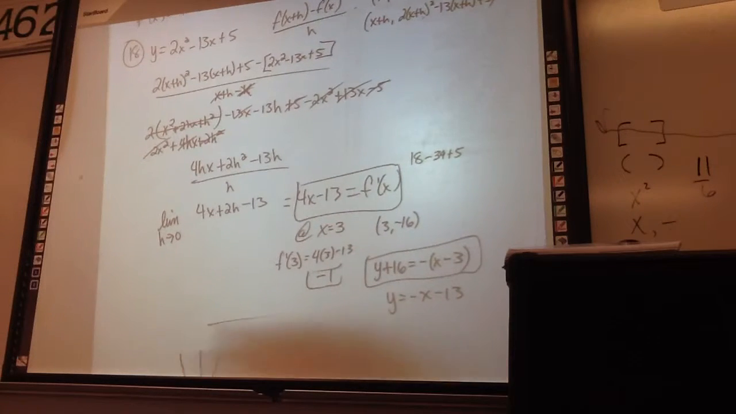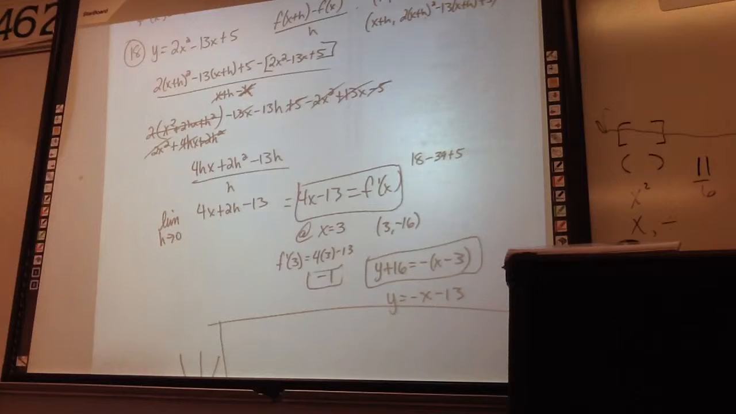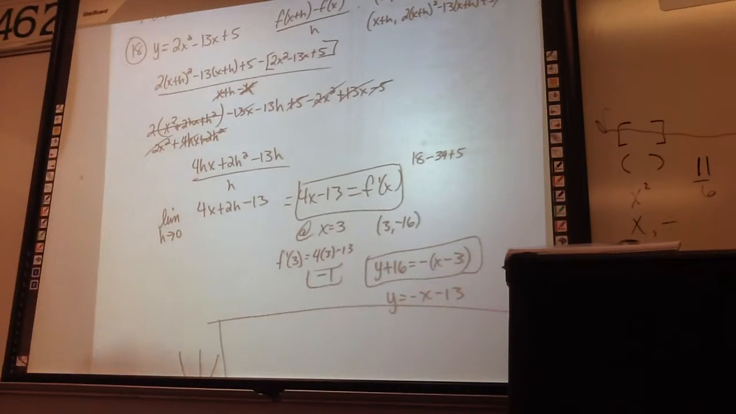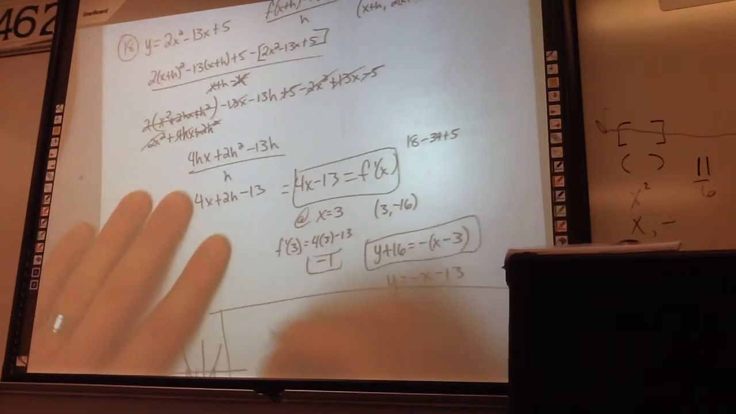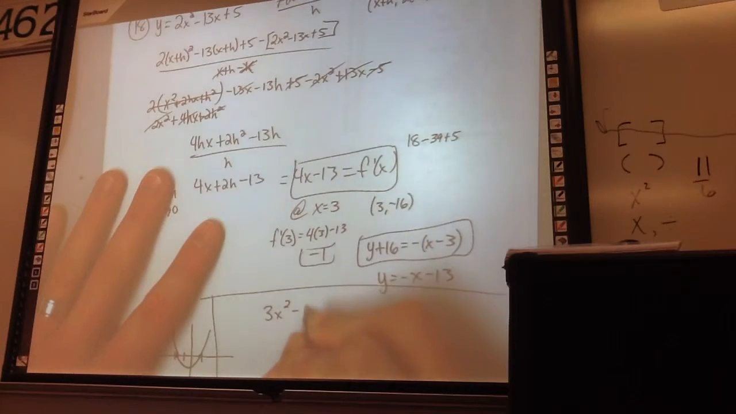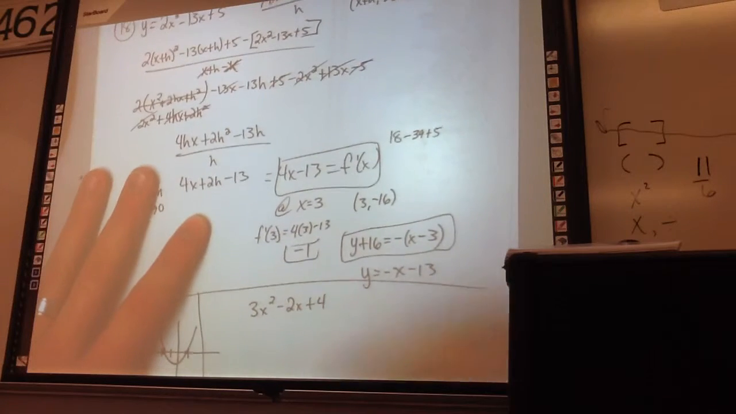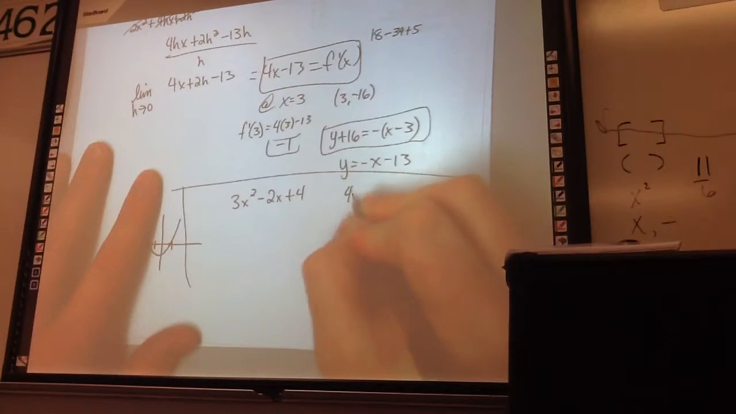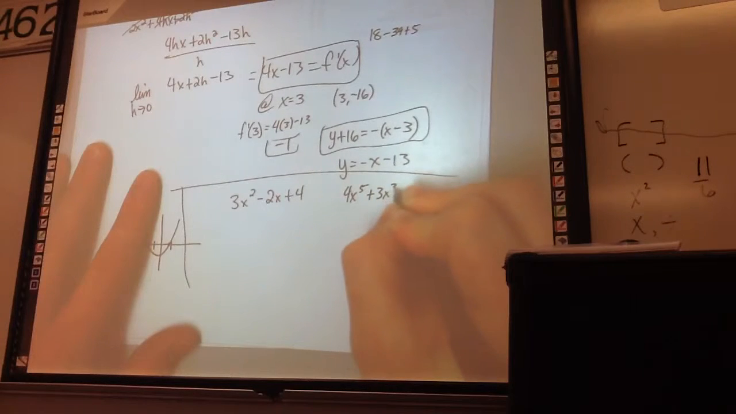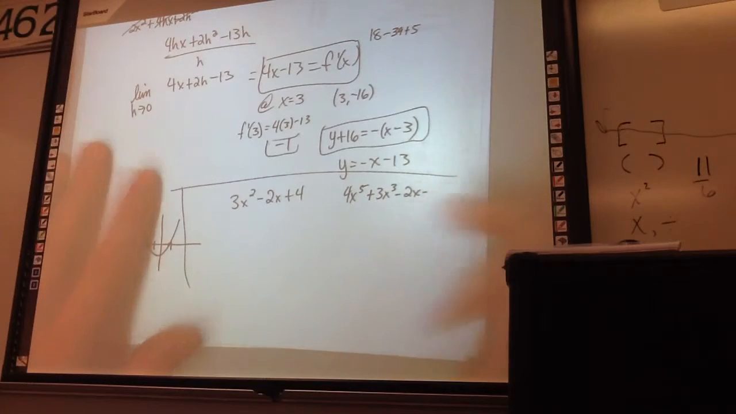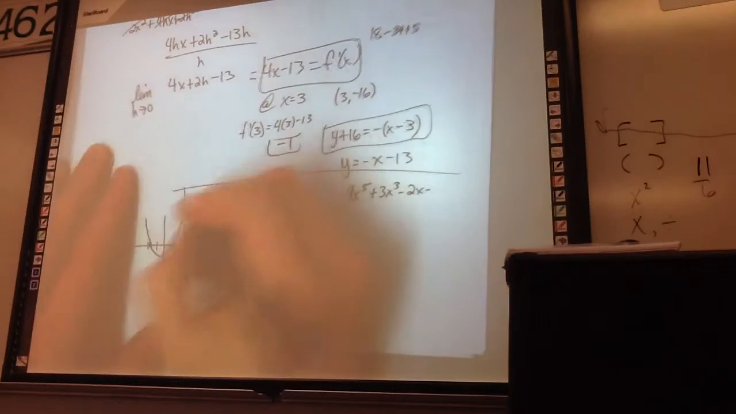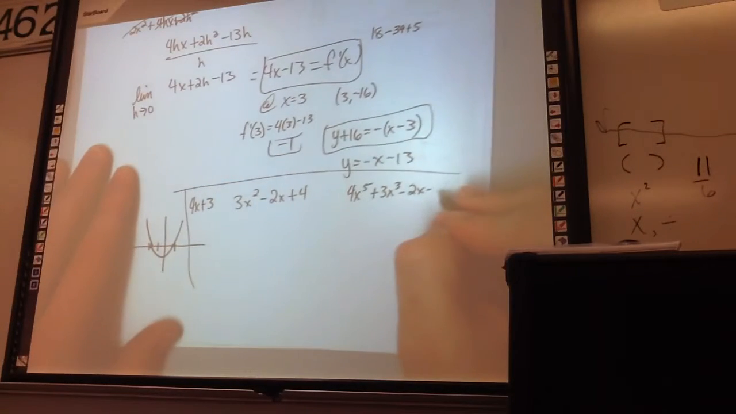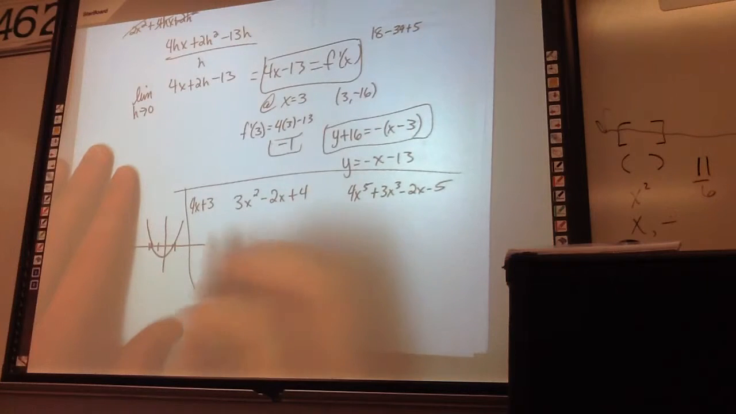This only works for polynomials. Do you know what a polynomial is? It doesn't have to be squared. It's something x to the something plus something x to the something plus something x to the something plus something. So like this is a polynomial. 4x plus 3 is a polynomial too. Any of these, anything with an x.